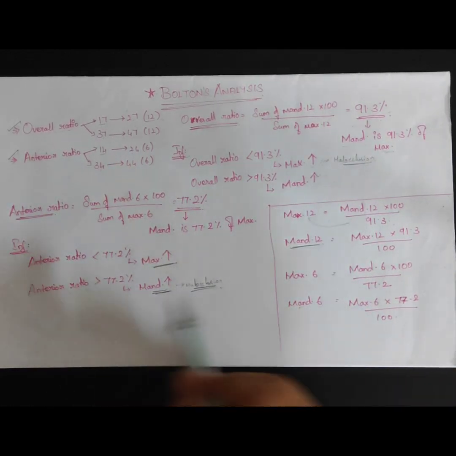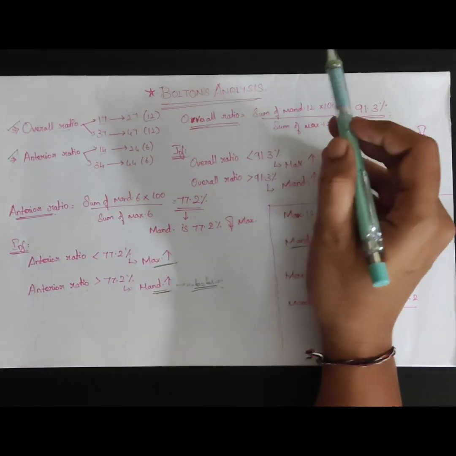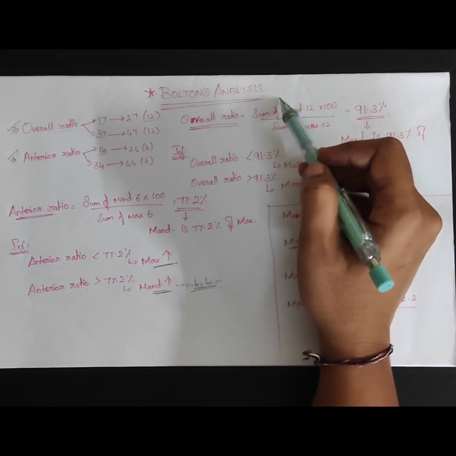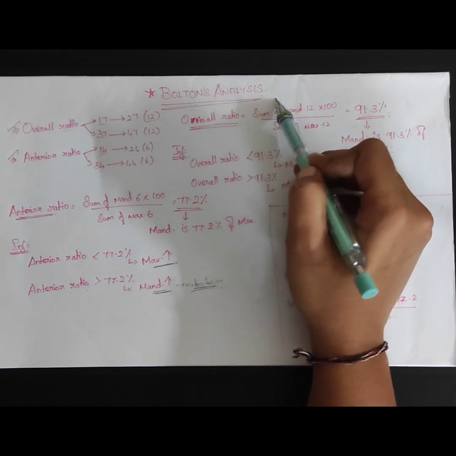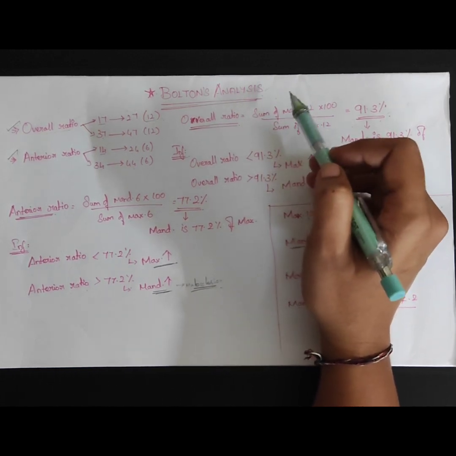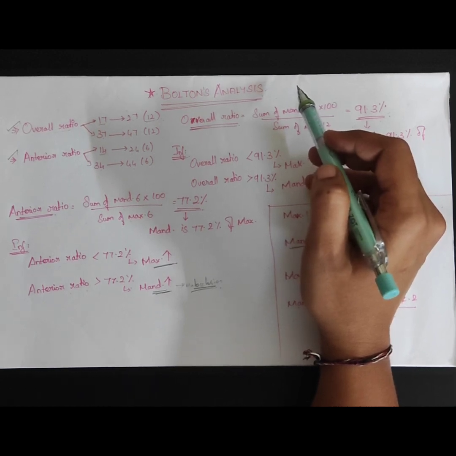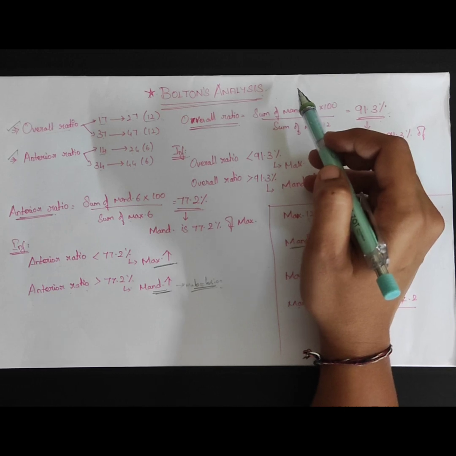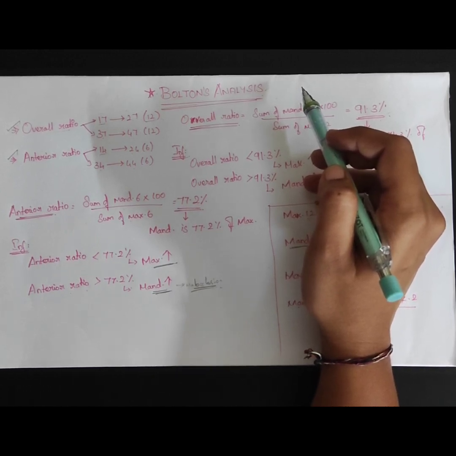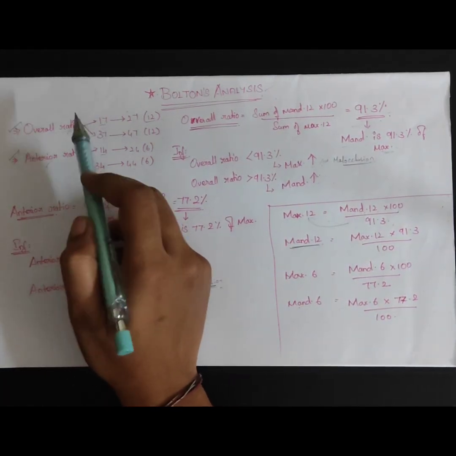So now we shall recap this Bolton's analysis. Bolton's analysis is a type of model analysis which is given by Bolton. Bolton says that the sum of the mesiodistal width of the maxillary arch and the sum of mesiodistal width of the mandibular arch forms a ratio, and if there is any discrepancy, then it will lead to the malocclusion. So he has given overall ratio and anterior ratio.